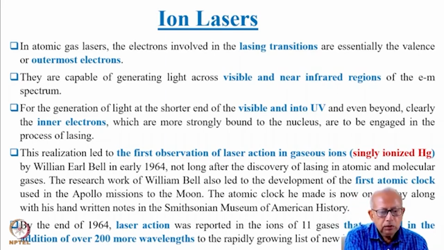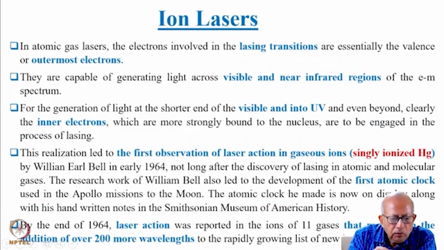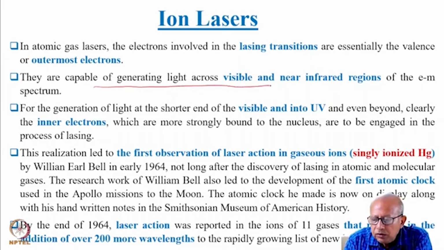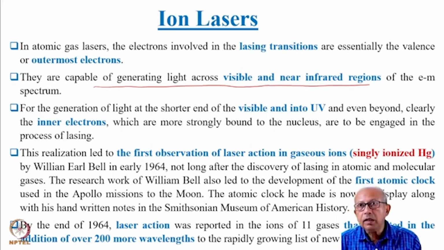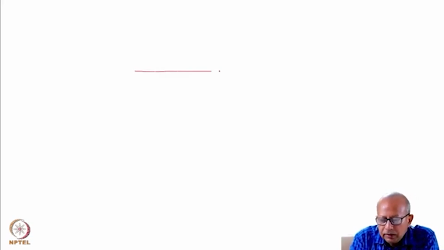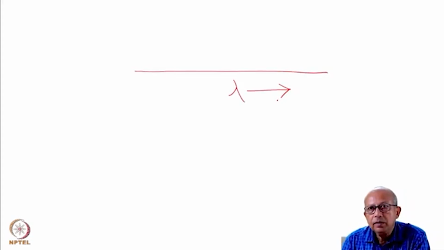We now know that atomic gas lasers are capable of generating light across the visible and near-infrared region of the electromagnetic spectrum, and not capable of generating light of shorter wavelength, that is, in the ultraviolet region. So basically, what is that? The atomic gas lasers, if this is the wavelength, it uses this direction.